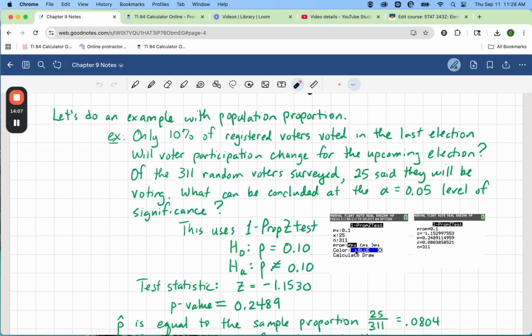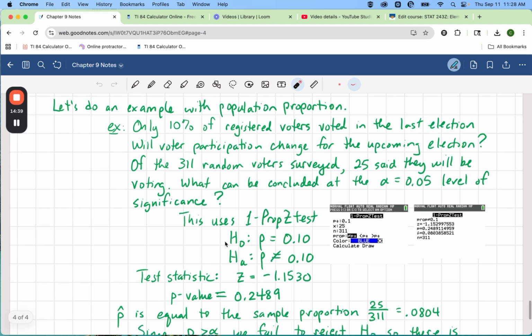So we're going to use one prop z-test this time. Our H0 is going to be our given proportion. P is 0.1. They want to know if it's different, so I use P does not equal 0.1. P value and P for proportion are different, right? This P is different from that P. The first P represents proportion. This is P value. Look at P value as the probability value. All right. So here we go.